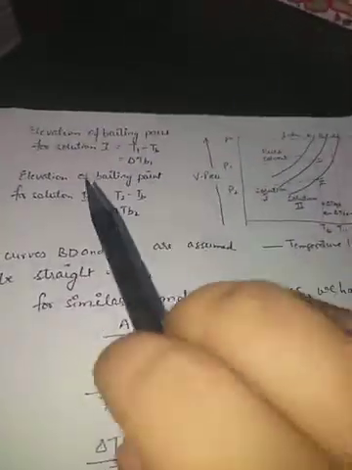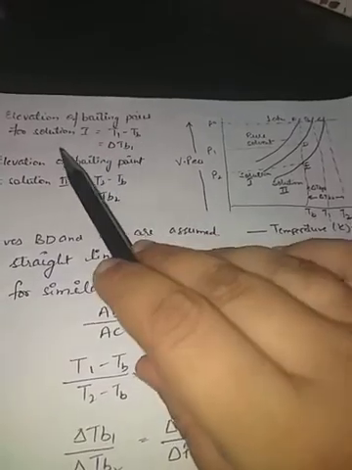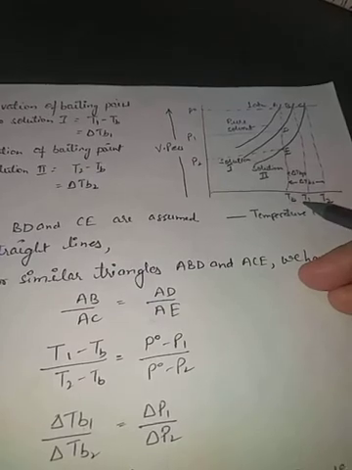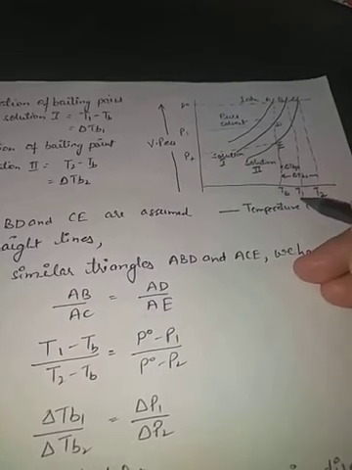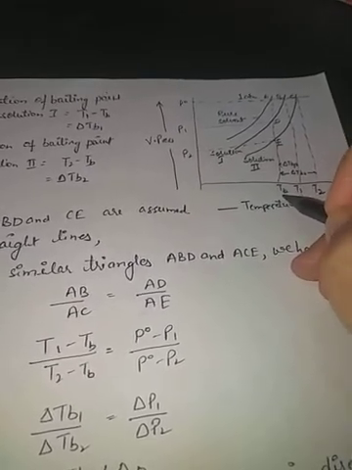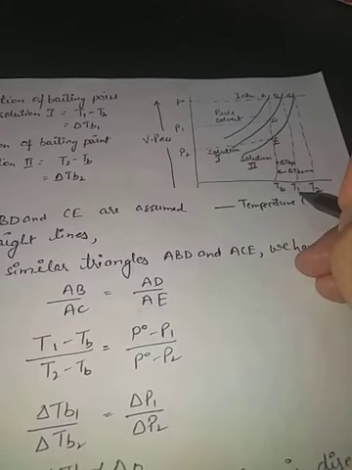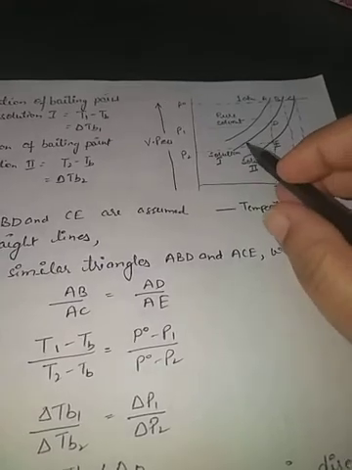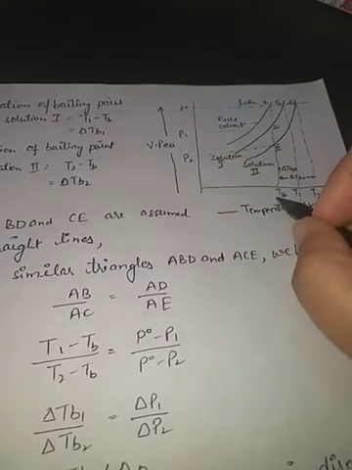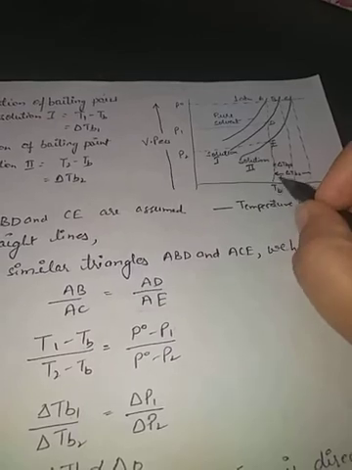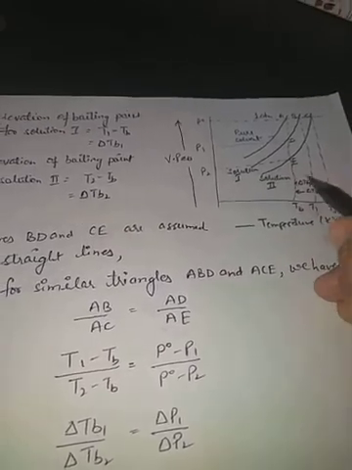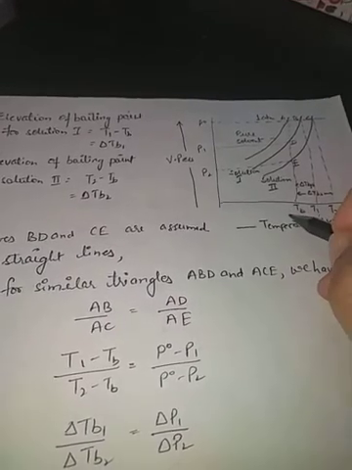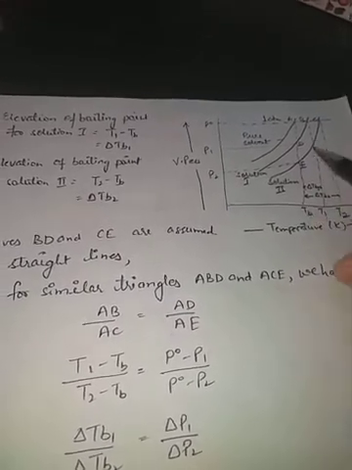Okay, so elevation of boiling point for solution 1. If we talk about solution 1, its elevation in boiling point is equal to T1 minus TB. TB is for pure solvent and T1 has been elevated, the elevation in the boiling point for solution 1. So T1 minus TB, that is delta TB1. Now for solution 2, it will be T2 minus TB, that is delta TB2.